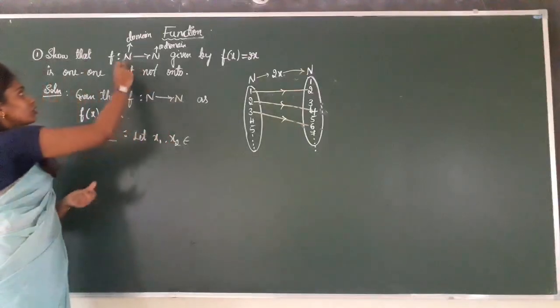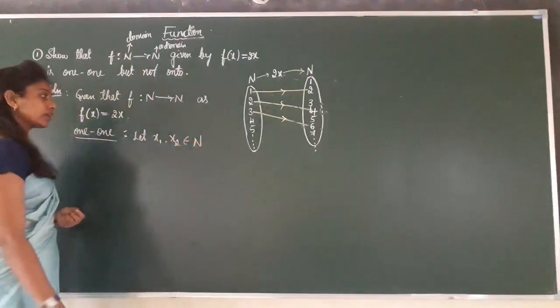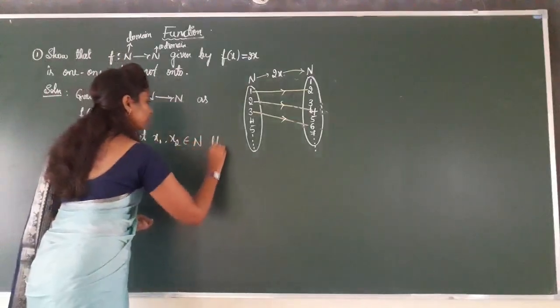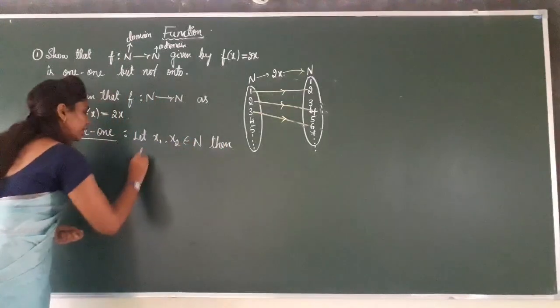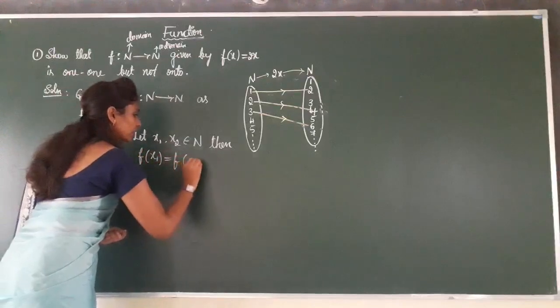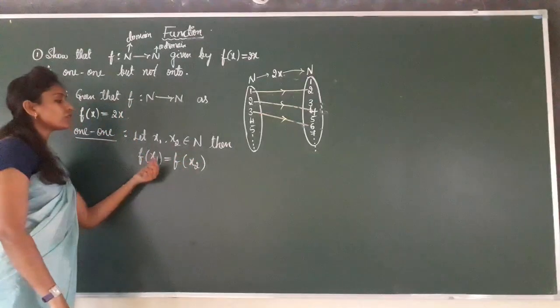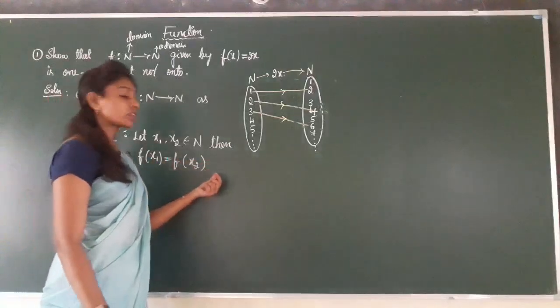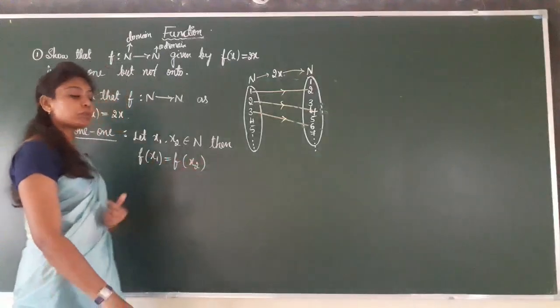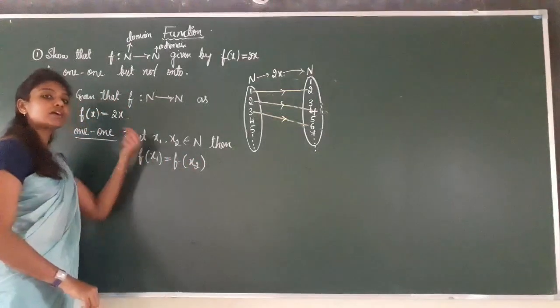What is the domain here? Domain is N. x1, x2 belong to the set N. First we have to take f of x1 is equal to f of x2. Then we prove x1 is equal to x2. Okay, then it is a one-one function.